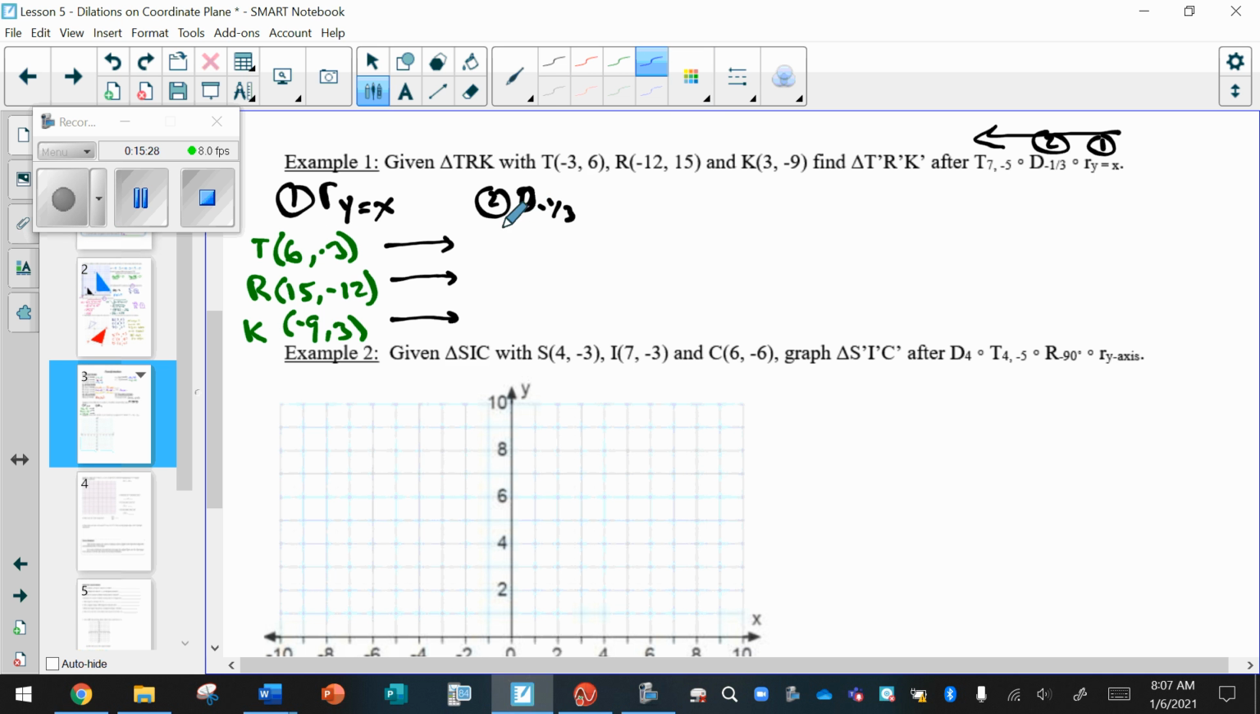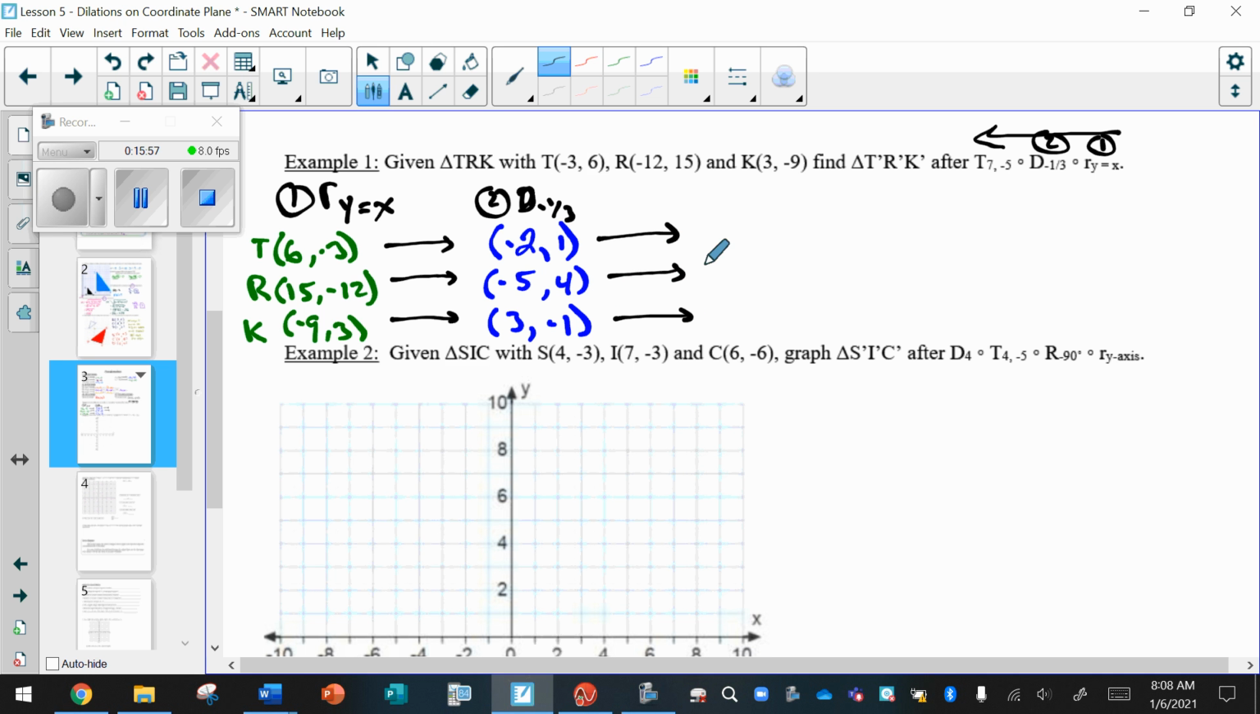So 6 times negative 1/3 would be the same thing as doing 6 divided by negative 3. So that's negative 2. Negative 3 divided by negative 3 is positive 1. 15 divided by negative 3 is negative 5. Negative 12 divided by negative 3 is positive 4. Negative 9 divided by negative 3 is positive 3. And then 3 divided by negative 3 is negative 1. So that's the second round of our composition taken care of.